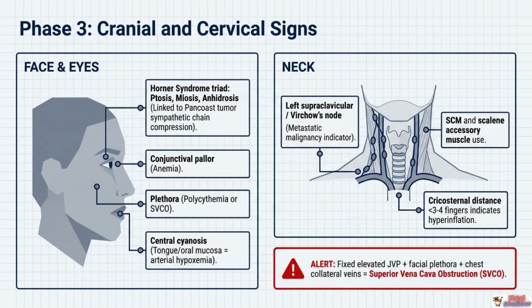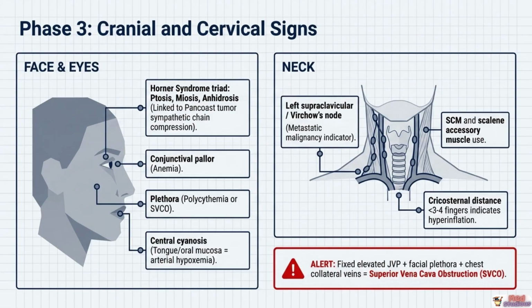Moving to the face and eyes, several findings carry significant diagnostic weight. Horner syndrome presents as a classic triad of ptosis, miosis, and anhidrosis, and is directly linked to a Pancoast tumor compressing the cervical sympathetic chain, an essential oncologic neurological correlation. Conjunctival pallor suggests underlying anemia, while facial plethora suggests either polycythemia or superior vena cava obstruction. Central cyanosis, visible specifically in the tongue and oral mucosa, indicates true arterial hypoxemia, distinguishing it from the peripheral cyanosis discussed in the hands.